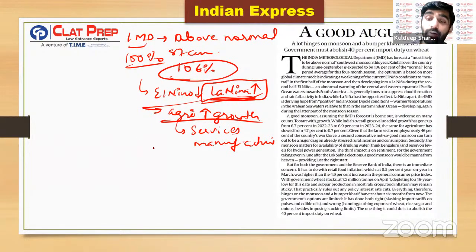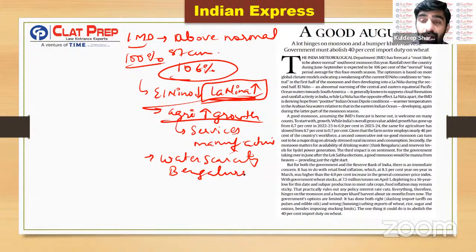Moreover, because we are going to have a good monsoon, the water scarcity problem. For example, right now, cities like Bangalore and many other cities in different parts of India are facing this water scarcity problem. So, the water scarcity problem, which can become a big issue, would also be tackled by this monsoon.